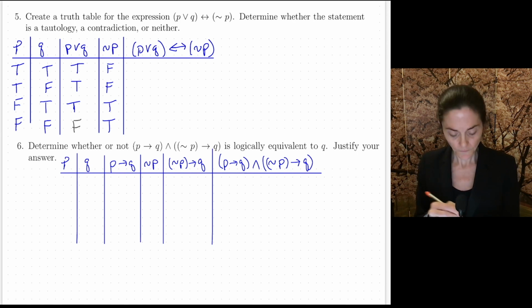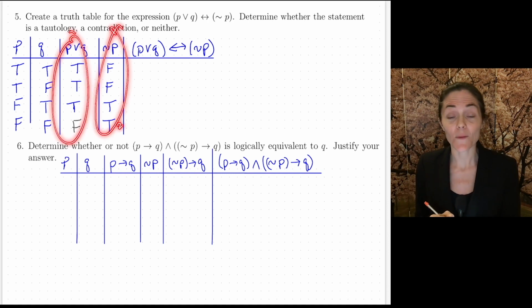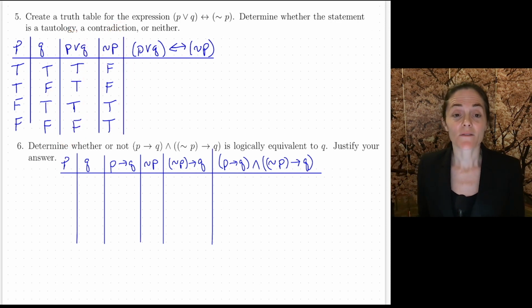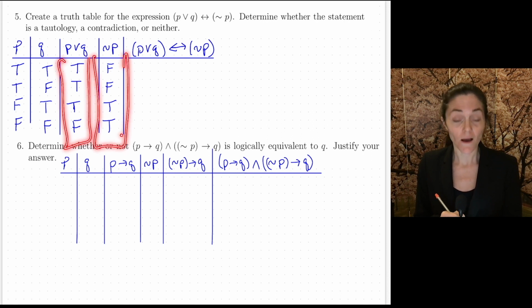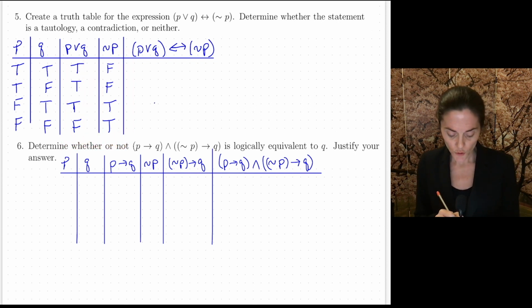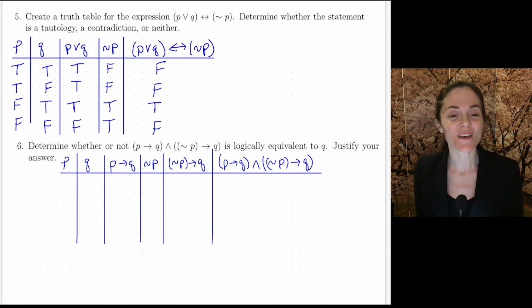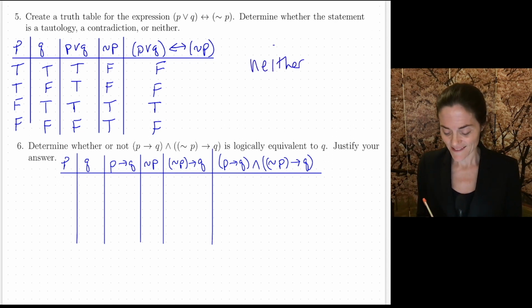Now finally, we have this column, and we have an if and only if. The if and only if is true when this column and this column have the same truth, meaning they're both true or they're both false. But the columns are never simultaneously false. So the if and only if is true here, and it's false here, and false here. So now ask yourself, is this a tautology, contradiction, or neither? This is neither, because we see 3 F's and 1 T.